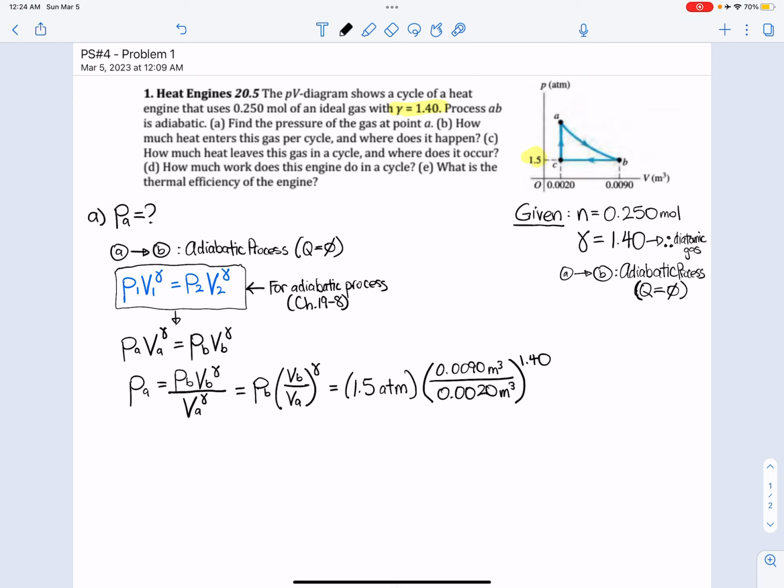If I plug that in my calculator, I get that the pressure at A is equal to 12.3 atm, because my units cancel out here for cubic meters. So that is the answer for part A.